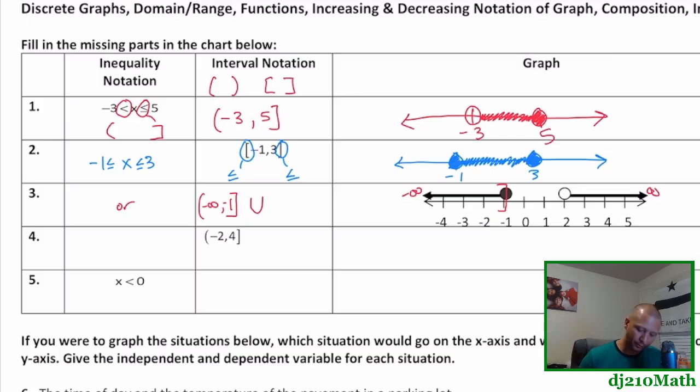Union, it's already there. We already kind of pre-filled it in. And then moving to the right, we're going to go with +2, parentheses, because it's an open circle. Not only that, but the open circle kind of looks like a parentheses, doesn't it? So parentheses 2, comma, and infinity. Infinity always gets the parentheses. So there's the interval notation.